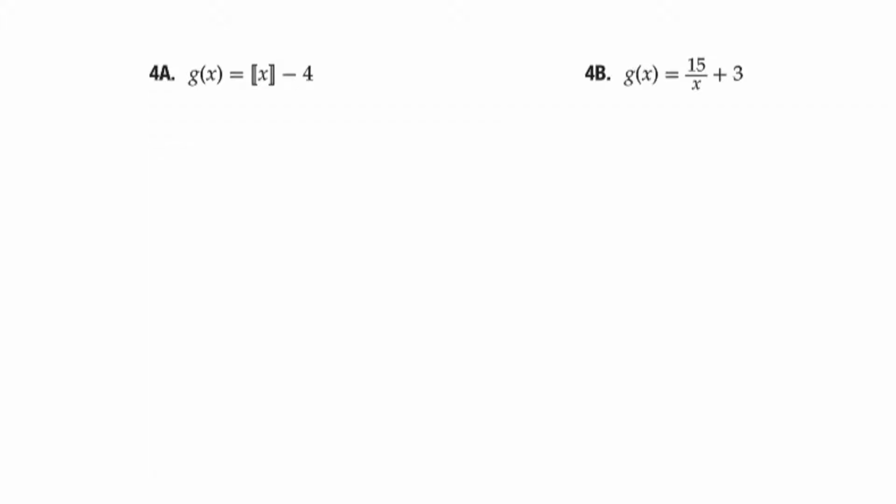All right, so let's work with these two functions real quick. So this one is my greatest integer function, and minus 4. So using my graph here, I have a dot at 0 and over to 1 where it's a circle, a dot at 1 and over to 2 where it's a circle, a dot at 2 over to 3 where it's a circle. Okay, this is my function.